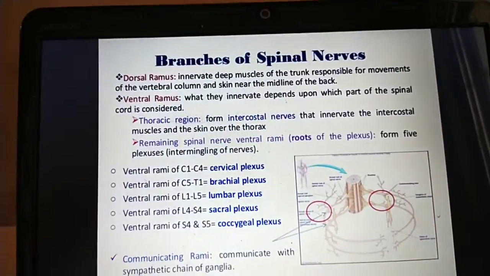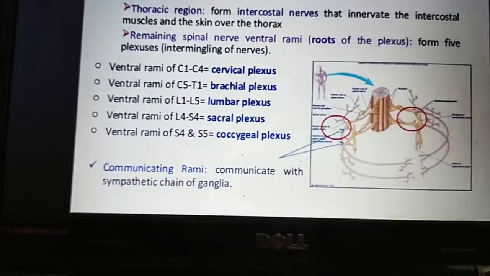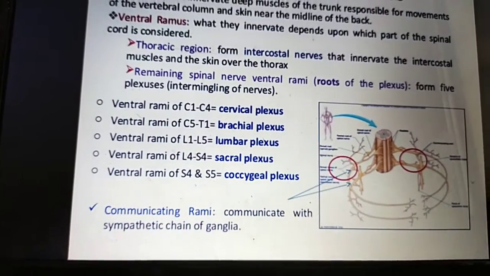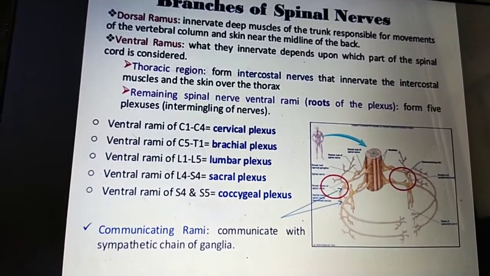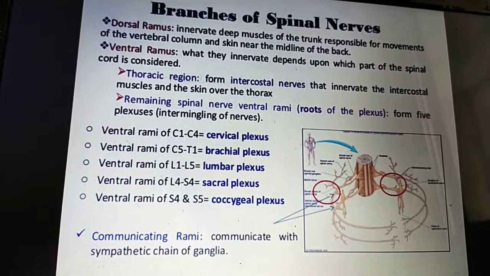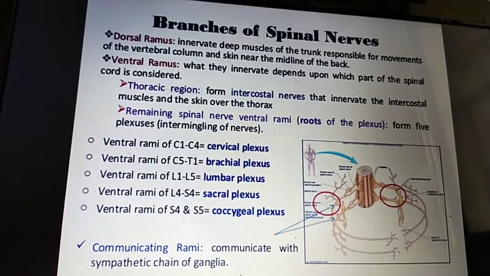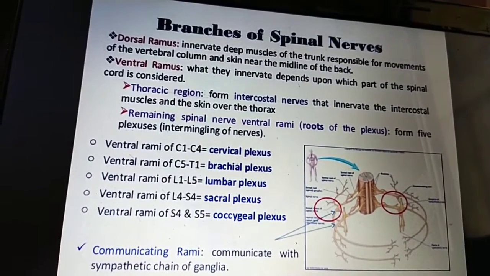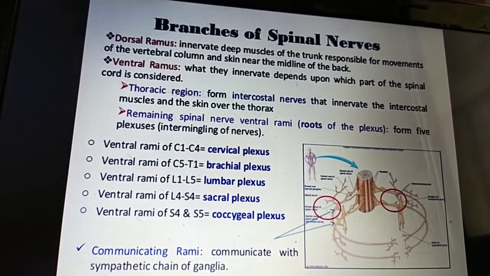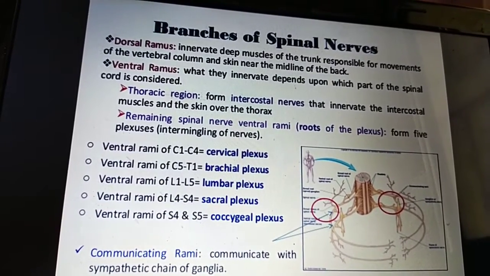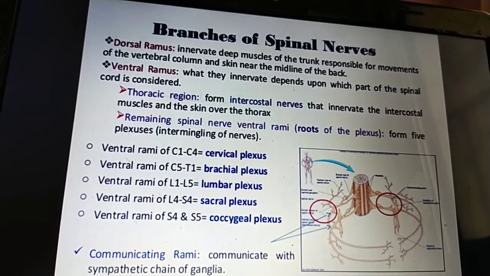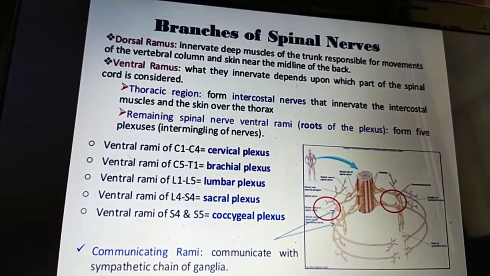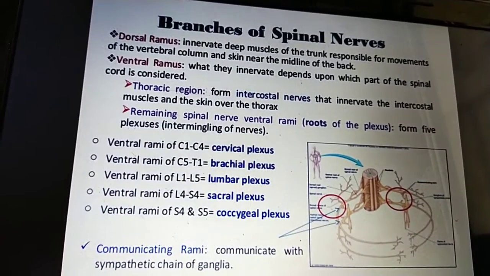The dorsal ramus and ventral ramus, I already told how the dorsal ramus, ventral ramus and ganglion are formed. Okay, the dorsal ramus innervates the deep muscles of the trunk responsible for the movement of the vertebral column and the skin near the midline of the back. And the ventral ramus, what they innervate depends upon which part of the spinal cord is considered. The thoracic region forms the intercostal nerves that innervate the intercostal muscles and the skin over the thorax.